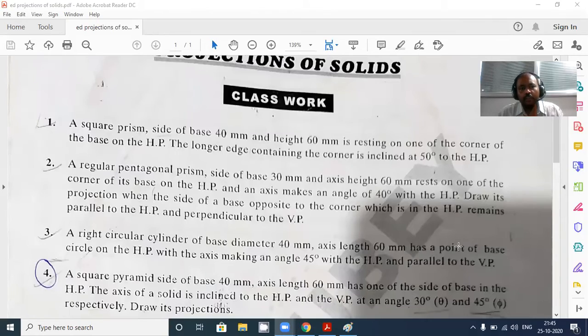The next part is the longer edge containing that corner is inclined at 50 degrees to HP. That corner means the corner which we kept on the right side of the observer. So the longer edge containing that corner means this longer edge. They are saying about this longer edge. This longer edge is 50 degrees to the HP.